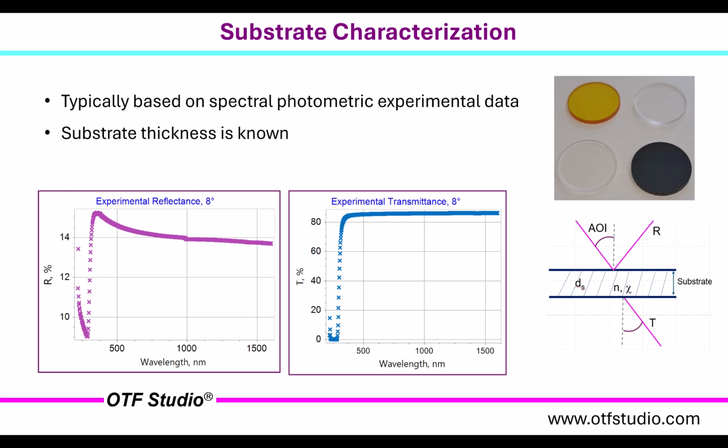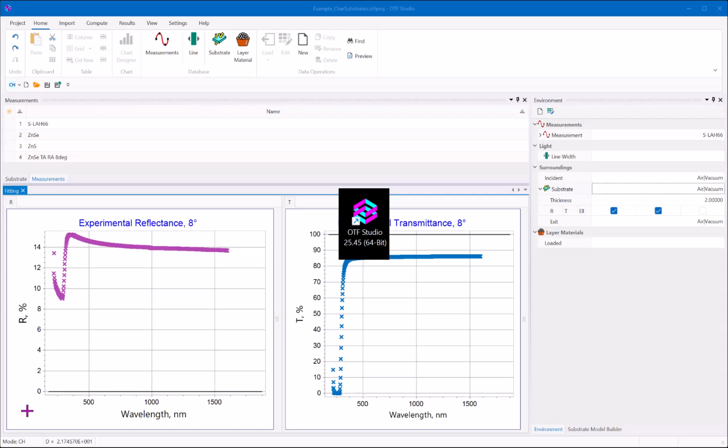A combination of measurement data set and characterization algorithm are important for reliable determination of substrate optical constants. Typically, spectral photometric data, reflectance and transmittance, are used for substrate characterization. I open the OTF Studio project for substrate characterization in characterization mode. It's easy to switch between different modes using the quick access toolbar.